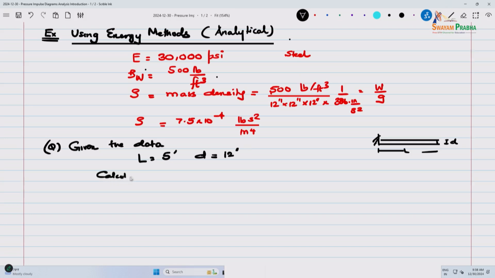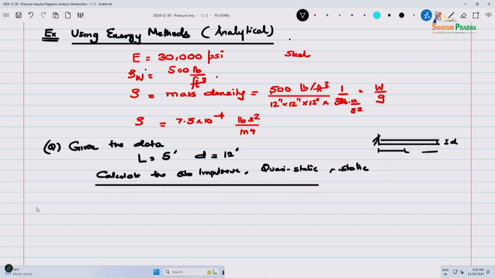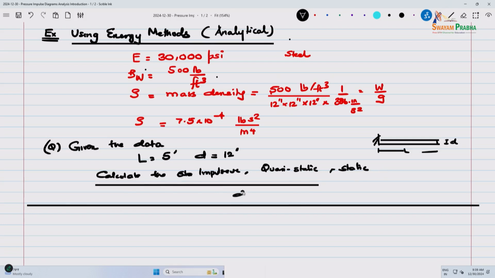Calculate the static, or we'll start with the impulsive. Then I've also looked at the quasi-static and also the static. The last one I've just presented very briefly. So the static is not quite right, but at least these 2 cases we will look at. Deflections using energy methods.